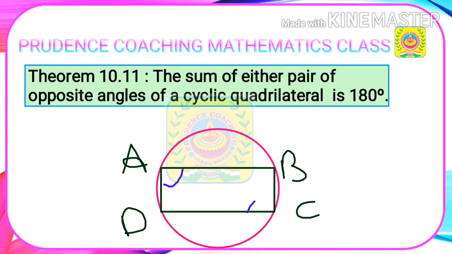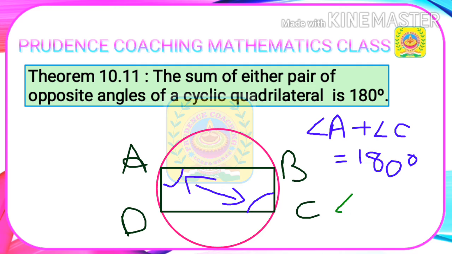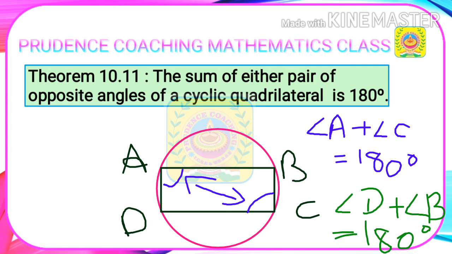According to this theorem, if angle A and angle C are the opposite angles of this quadrilateral, then angle A plus angle C will give us 180 degrees. Similarly, the sum of angle D and angle B will give us 180 degrees, because this ABCD is a cyclic quadrilateral.